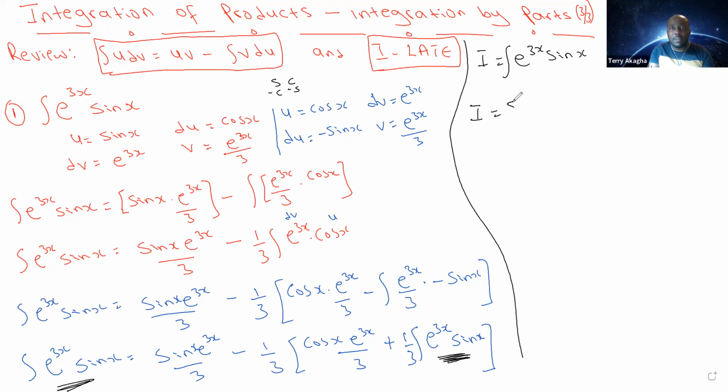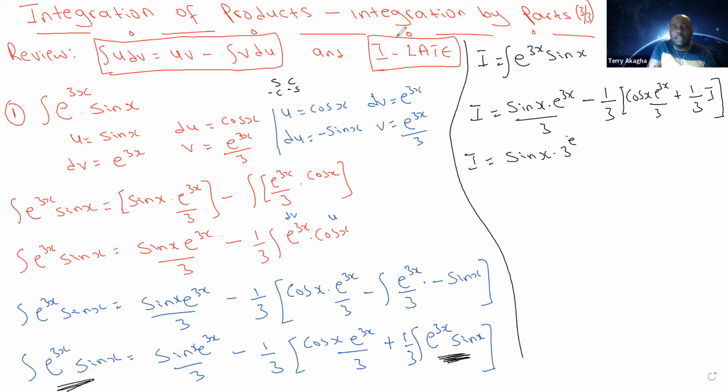Sin x e^3x. So you have sin x times e^3x divided by 3, minus 1 over 3 of cos x e^3x over 3, plus, because this is going to be I, it's going to be 1 over 3 I. This making sense? We open the bracket.